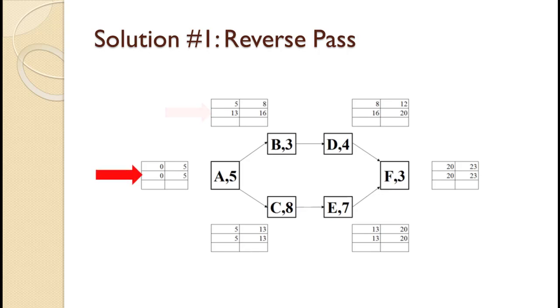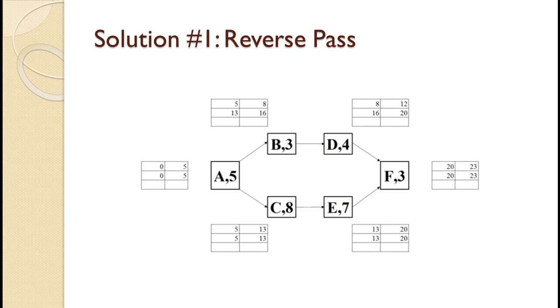Activity A has 2 lines coming in from the right, one from activity B and the other from activity C. When there are 2 lines in a reverse pass, you take the smallest late start time. Activity B is 13 and C is 5 and the smallest is 5. For A, 5 minus 5 equals 0. Notice that for the first activity, the late start time equals the early start time and the late finish time equals the early finish time.